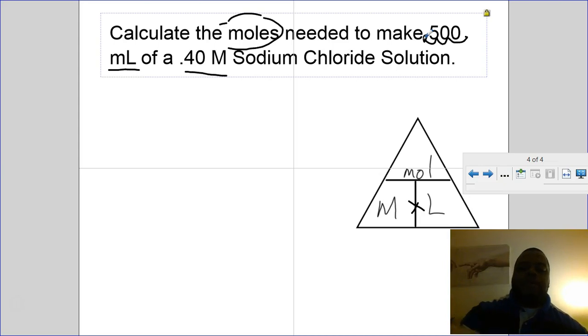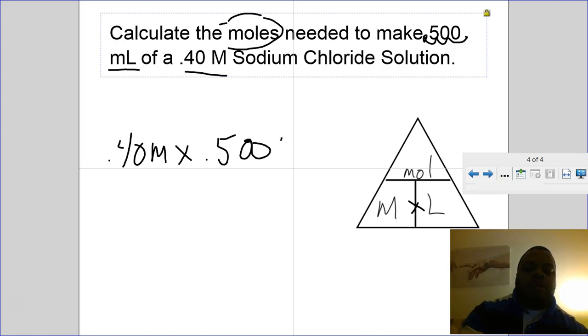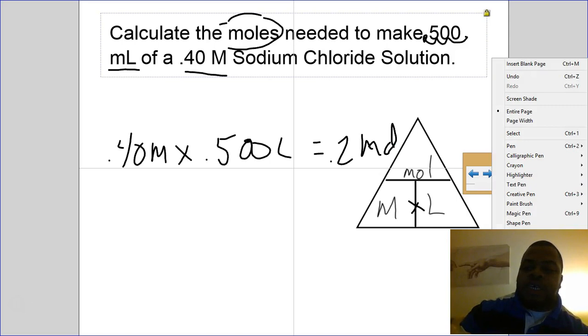So that means we have 0.4 molar times 0.5 liters. Go ahead and take a moment and plug this in. 0.4 times 0.5, and we'll come out with 0.2 moles. My writing is getting worse, I apologize. We'll leave it as that for a moment.